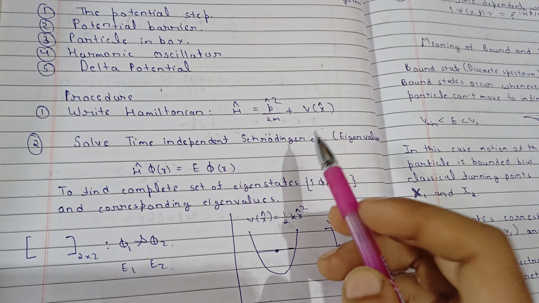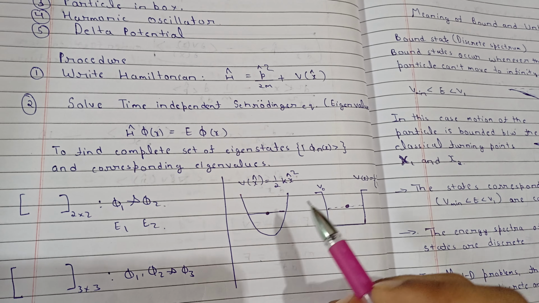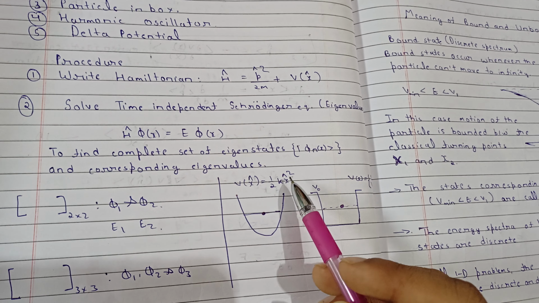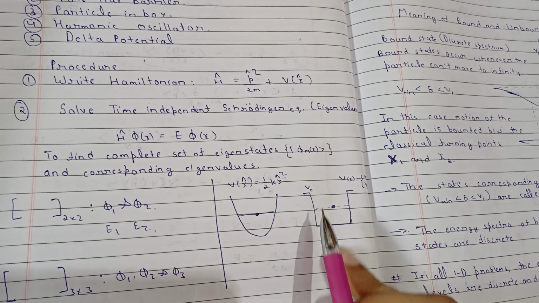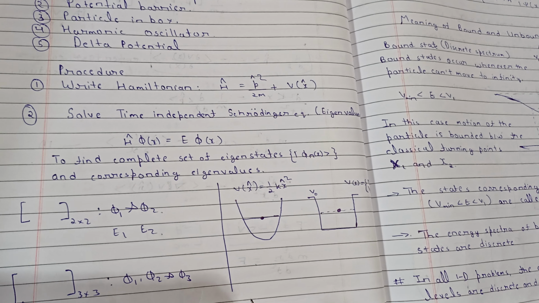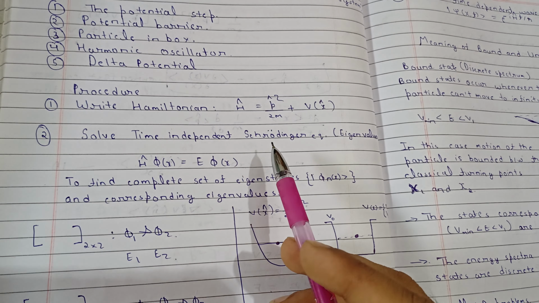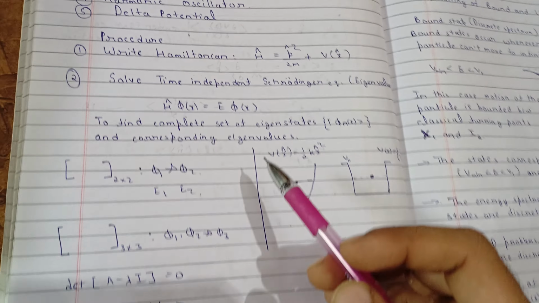As I told you, the potential can change. For a harmonic oscillator system, you will get this kind of potential graph, and this is your potential kx squared by 2. And for a potential well, you will get this kind of potential, meaning it is 0 for this region and V naught for this. That's how your potential will change for different systems. Then you will solve the time independent Schrodinger equation to find the eigenstates and the eigenvalues.